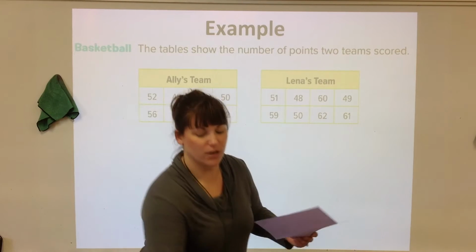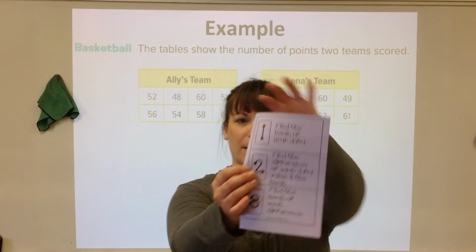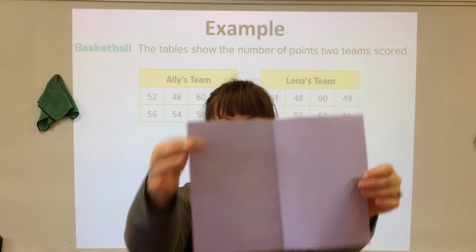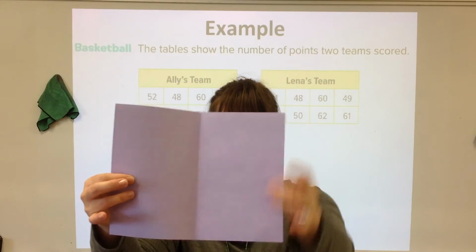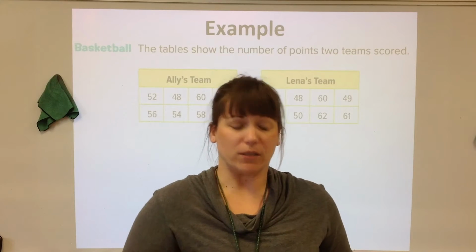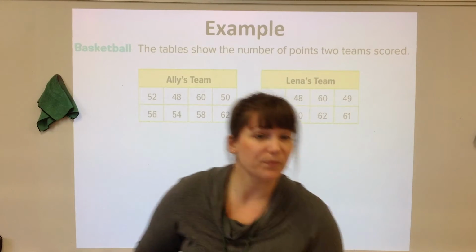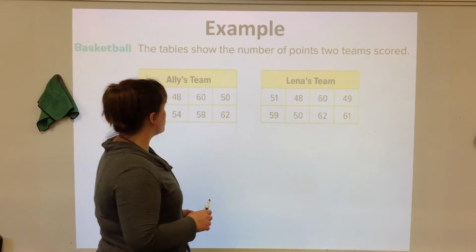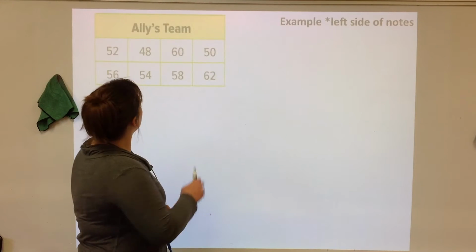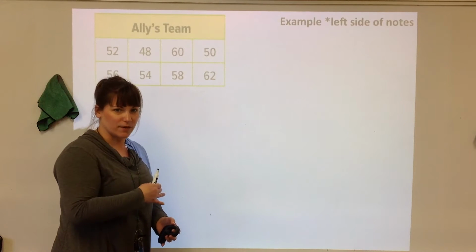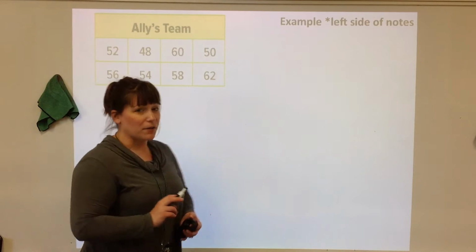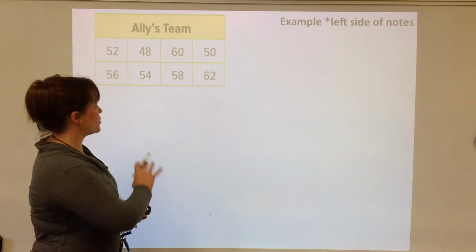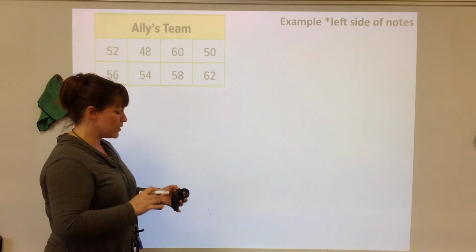So if you take your purple paper and you have the steps on the front, if you fold it, we're then going to do 2 examples, one on this side and one on this side. And we're going to be dealing with 2 basketball teams, Allie's and Lena's. And the first one that we're going to do is Allie's team. So this is going to be on the left side of our notebook. And we're going to follow those 3 steps to find the mean absolute deviation of these numbers. So I just have these numbers here for us to refer to.